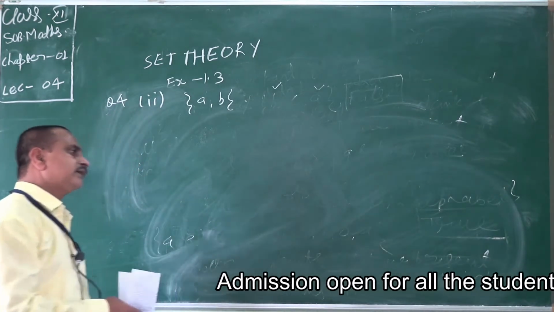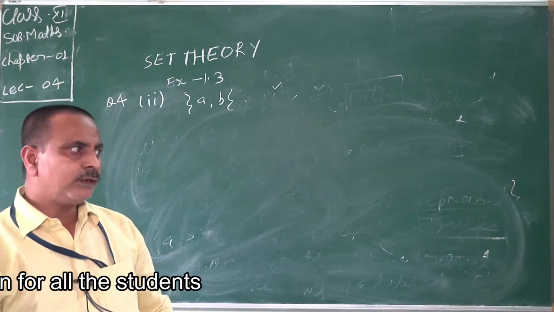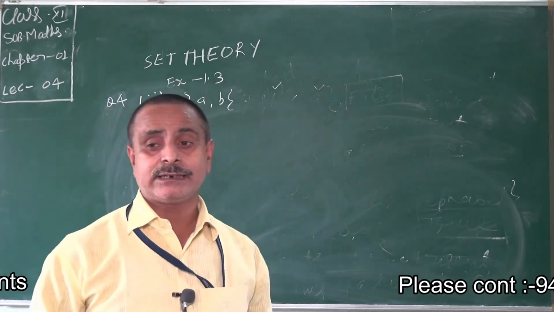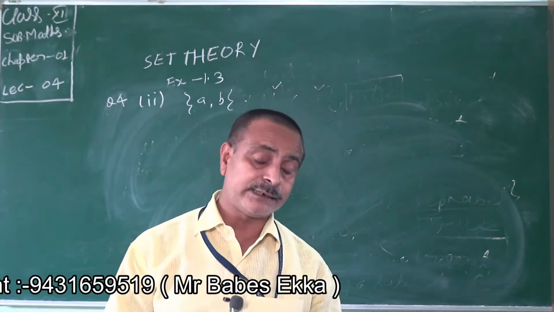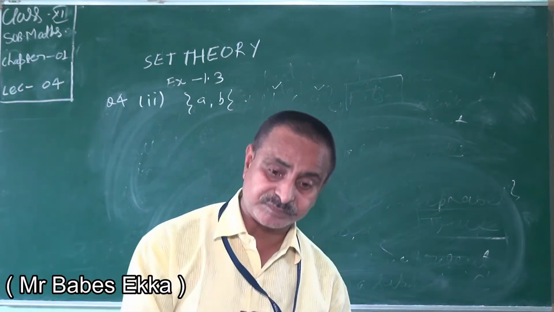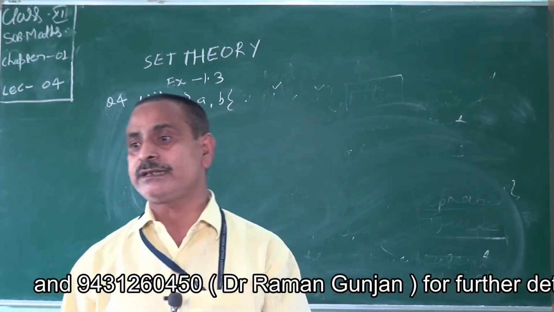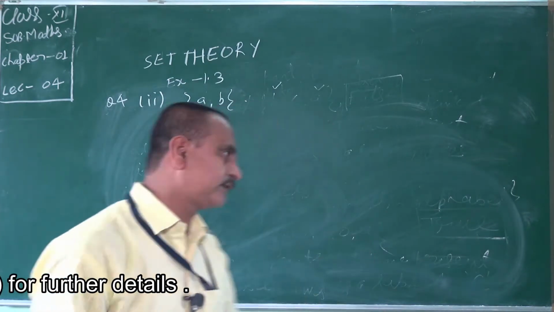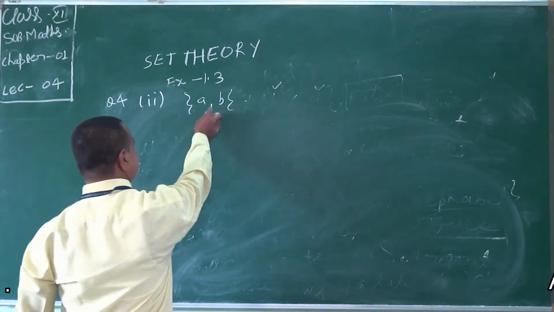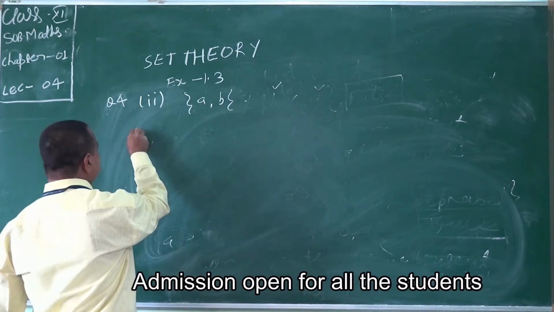So for calculation, I give you some rules. Our empty set is a subset of every set. Every set is a subset of itself. These are both basic rules. The empty set is a subset of every set, and a set is a subset of itself. So our set is AB. This is our set. So first we find subsets.